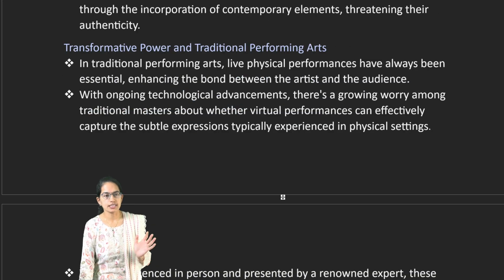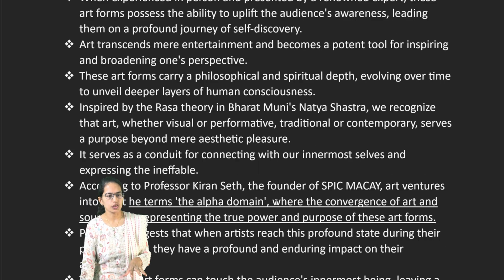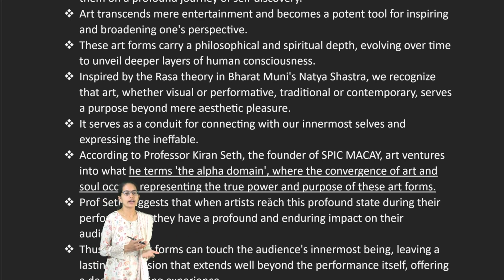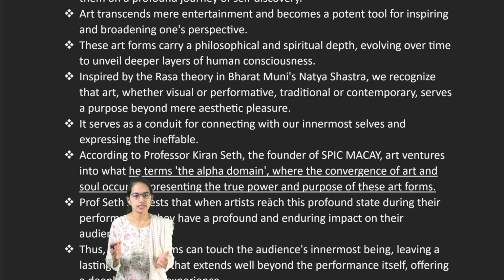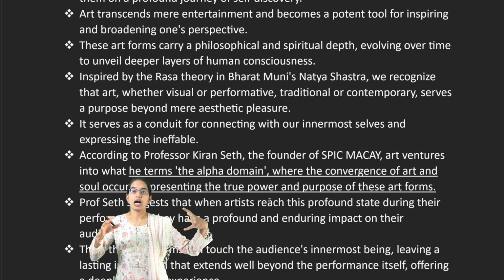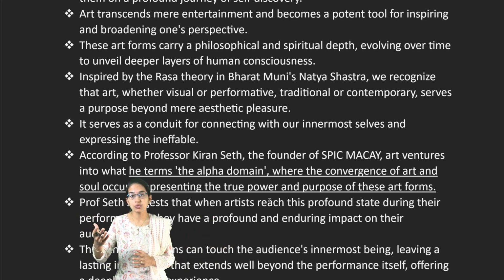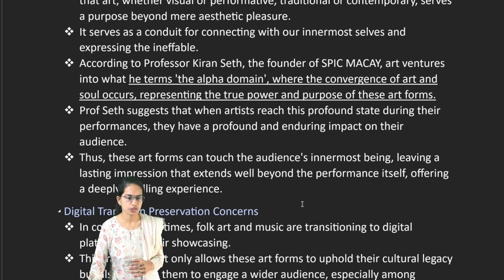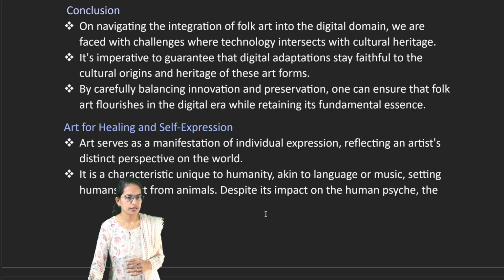The next is the traditional performing arts, the practices of the traditional performing arts, how they can be preserved and promoted to the next generation. So Spic Macay is one of the art endeavors which talks about the term alpha domain. That means we are converging the art and soul, and this ultimately represents the true power, and that can be brought only through the performing arts. So those are some of the aspects that have been covered here.